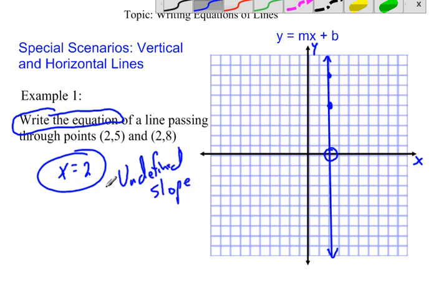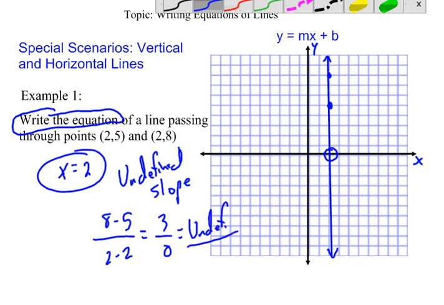If you mathematically attempt to find the slope, you're going to have 8 minus 5 on top, 2 minus 2 on the bottom, giving you a division by 0, and that's where your undefined comes in. Remember, anything divided by 0 is undefined. So you can't have anything times x. It's impossible to do that. So you have nothing to go on.